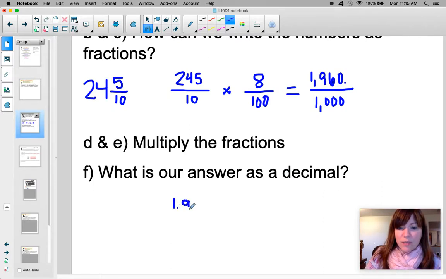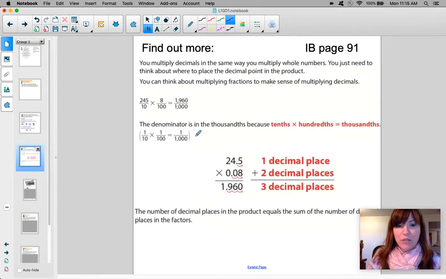So our decimal answer is 1 and 960 thousandths, or if there's a 0 at the end, we can simply write this as 1 and 96 hundredths. So that is linking fractions to what I'm going to now show you from your instruction book, because this is day 1. We're going to find out some more.